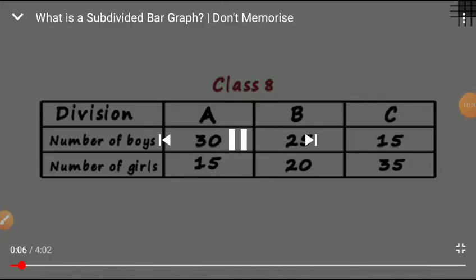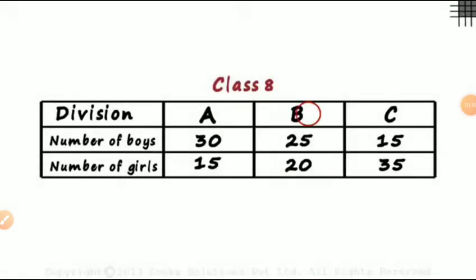Three divisions: A, B, and C. Division A had 30 boys and 15 girls. Division B had 25 boys and 20 girls. And Division C had 15 boys and 35 girls. To represent the data diagrammatically, we will need to use two bar graphs. One for the number of boys in each division and another for the number of girls in each division.